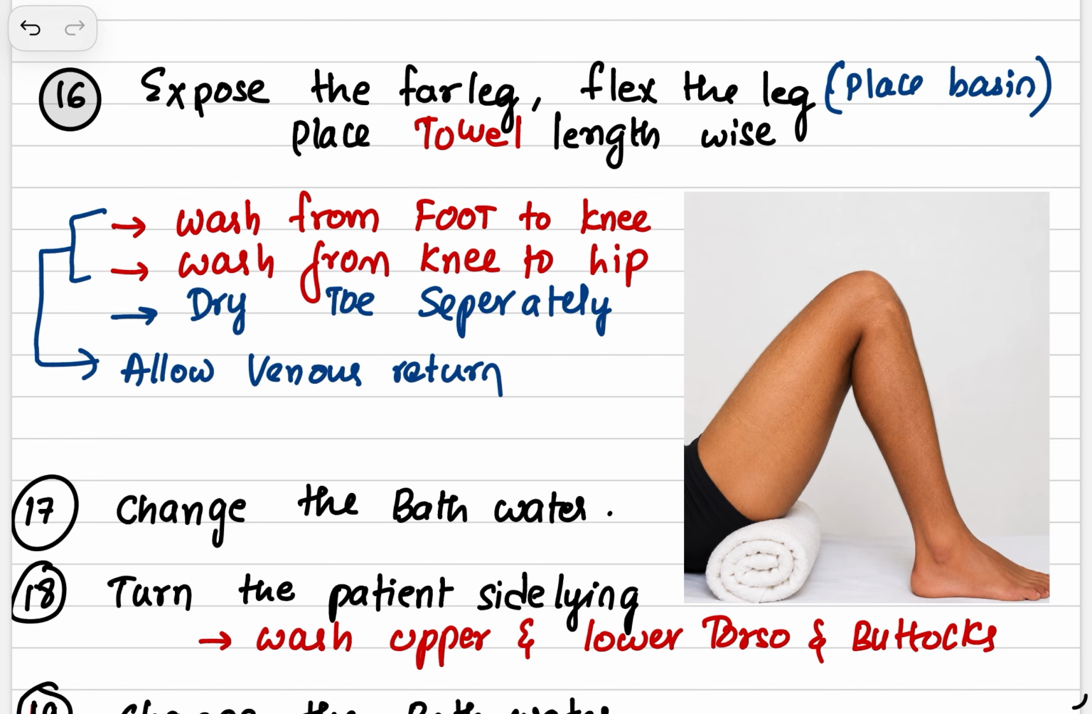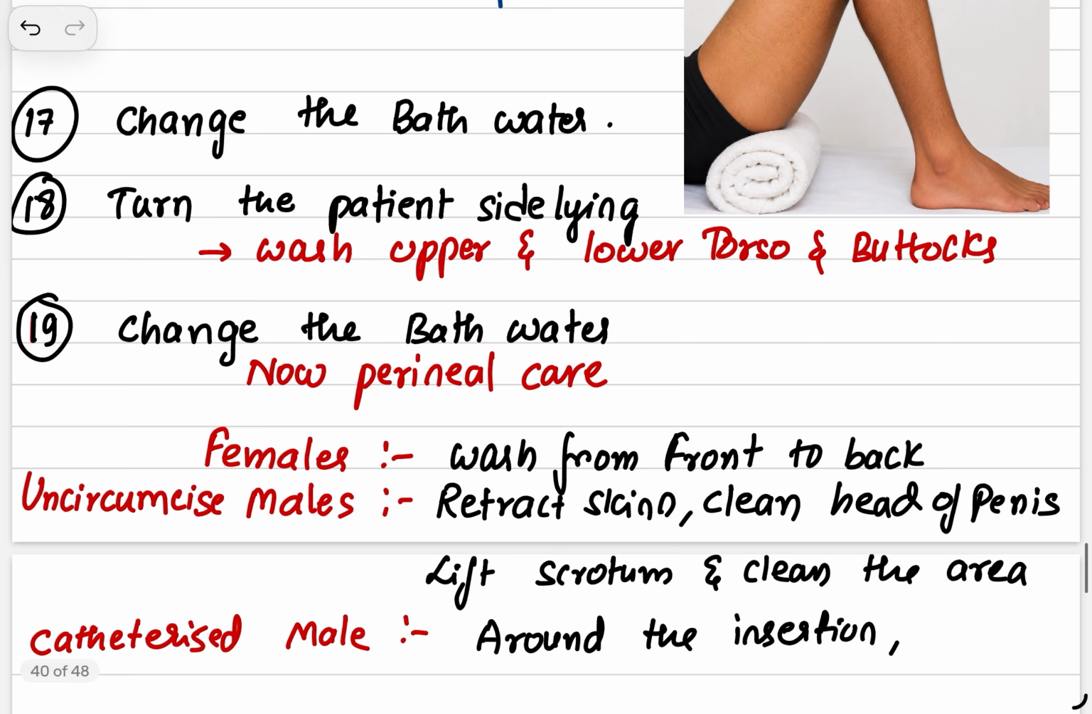Next, change the bath water. Suppose from there up to the leg you have done. Now the perineal care you should do. For the perineal care, whatever water you washed with will not be clean now, because from head to toe you have cleaned every part. Now this one is not clean. Okay, so that's why we need to change the water for the perineal care.